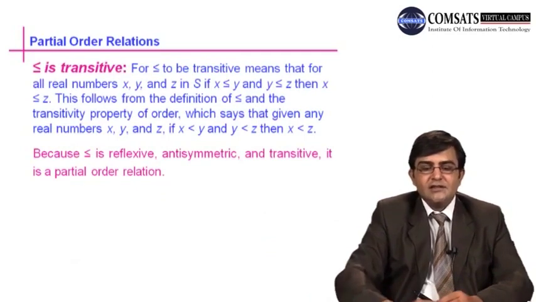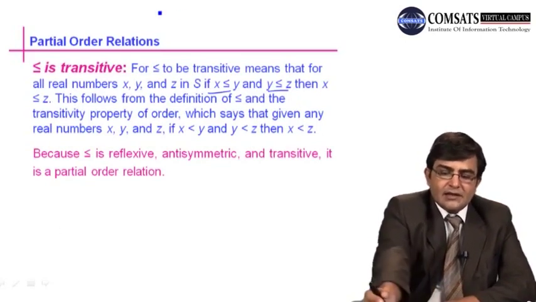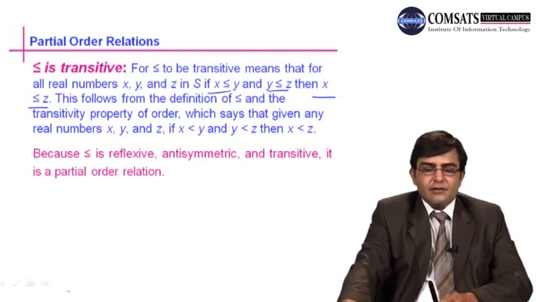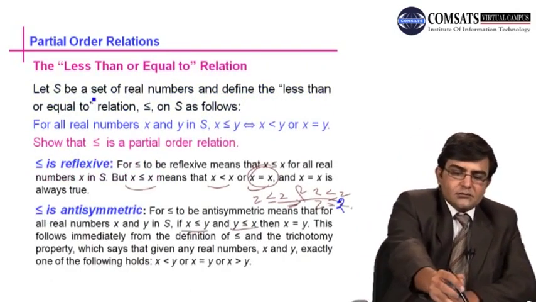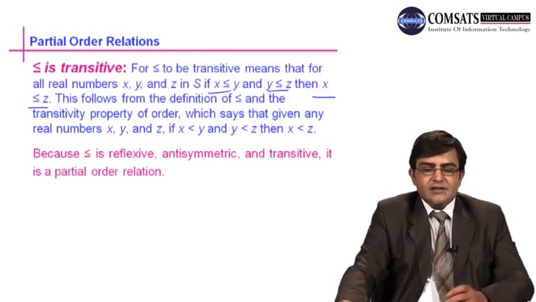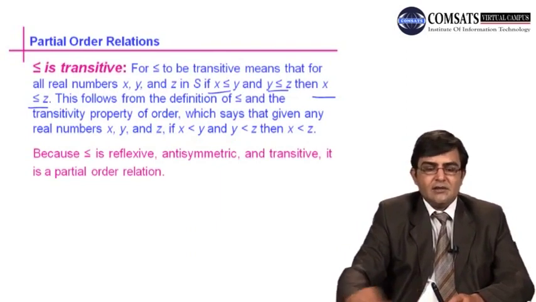Similarly, we can prove that this relation is transitive, because if x is less than or equal to y and y is less than or equal to z, then obviously x is less than or equal to z. This is true for all real numbers. Therefore this relation is reflexive, antisymmetric and transitive. So this is a partial order relation.